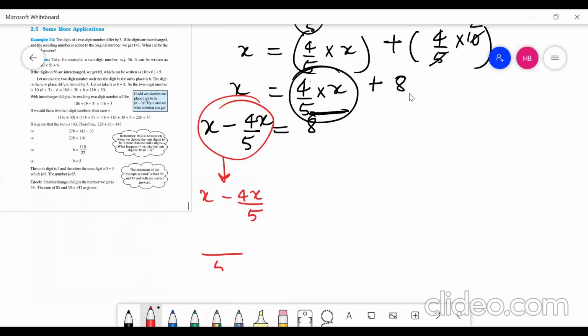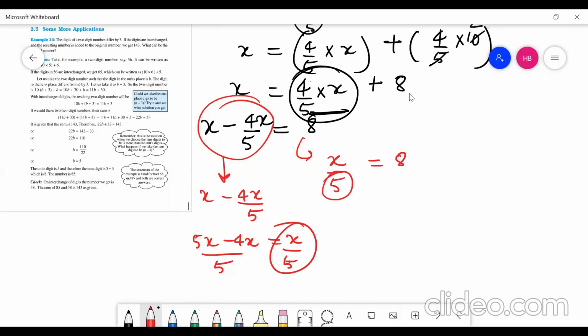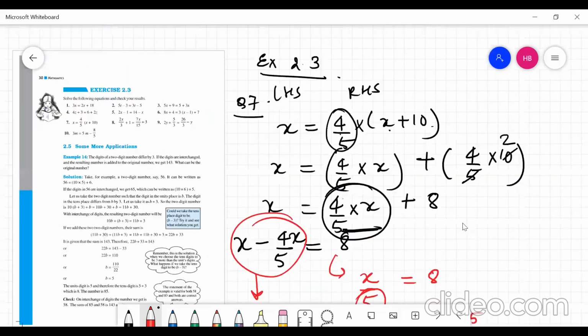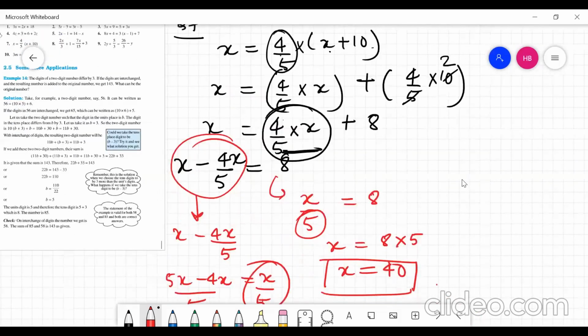So my LCM will be 5. This will become 5x minus 4x, which will give me x by 5, right? So my equation will become x by 5 is equal to 8. Now, since 5 is in division, if you transpose this to the other side of the equation, it will be 8 into 5, which gives me 8 fives are 40. So my x is equal to 40. That's how you will solve this equation.